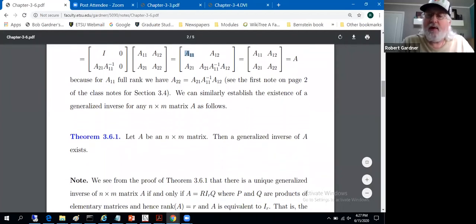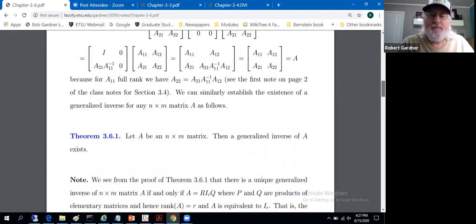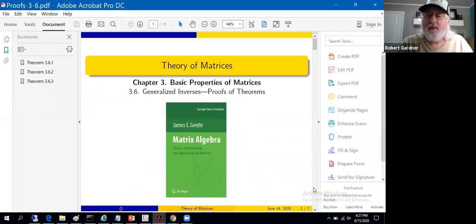That dealt with A being partitioned in a particular way. To get that to work, A had to have a full rank little submatrix up here. A might not come to you in that way, but we can get, through permutation matrices, as we've seen in the past, that full rank matrix up in the top. And that's how the proof of theorem 3.6.1 goes. It says, let A be an n by m matrix, then a generalized inverse of A exists. Okay, let's look at the proof of that.